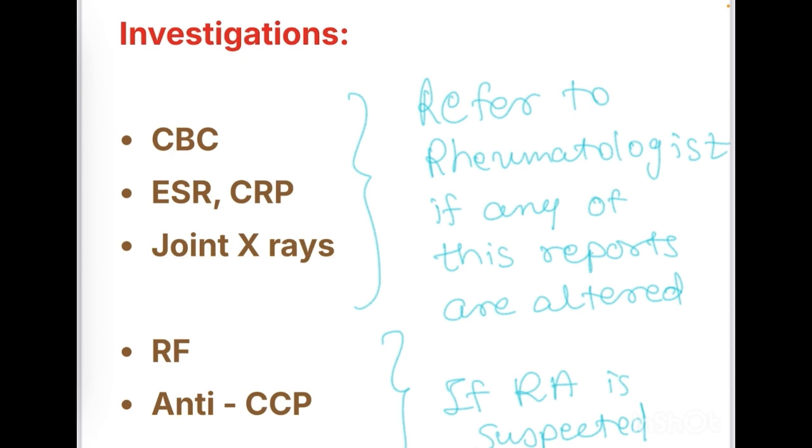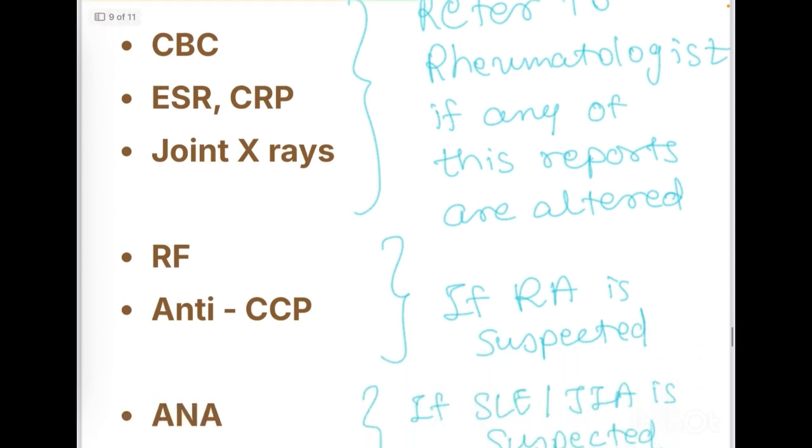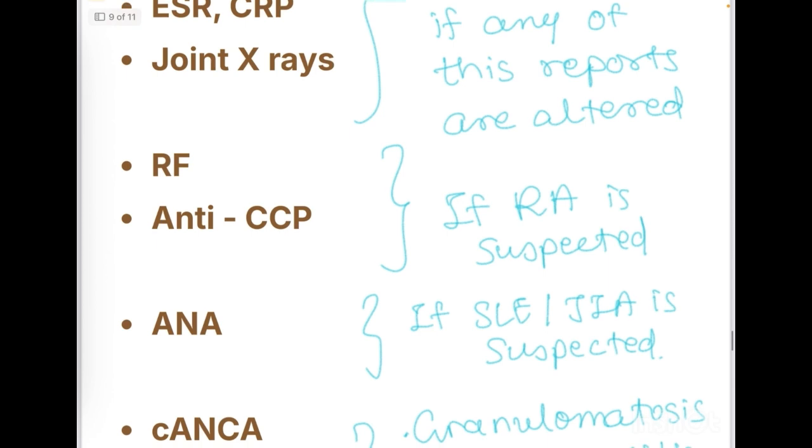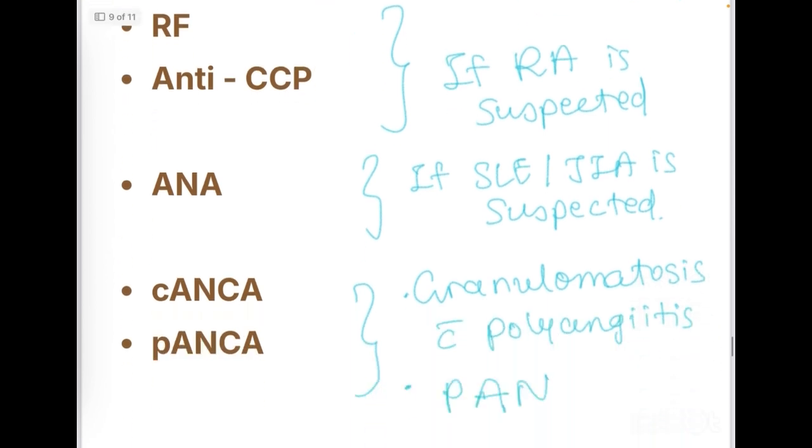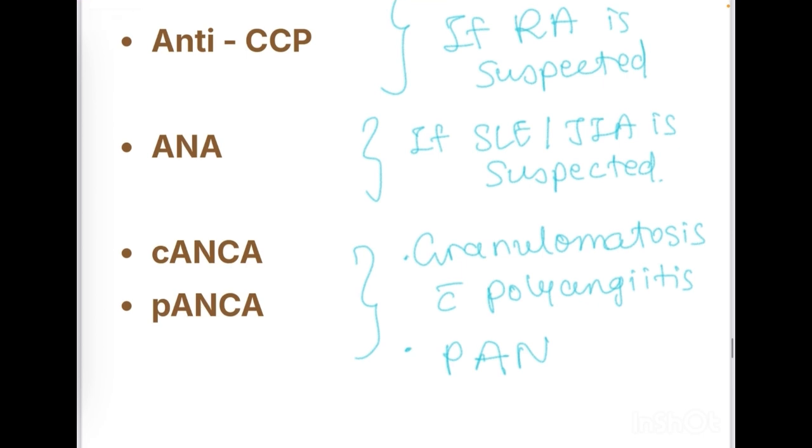If we are suspecting rheumatoid arthritis, then we have to do rheumatoid factor and anti-CCP investigation. In case SLE and juvenile idiopathic arthritis are suspected, we have to do ANA. C-ANCA and P-ANCA the rheumatologist will do to rule out granulomatosis with polyangiitis or polyarteritis nodosa.